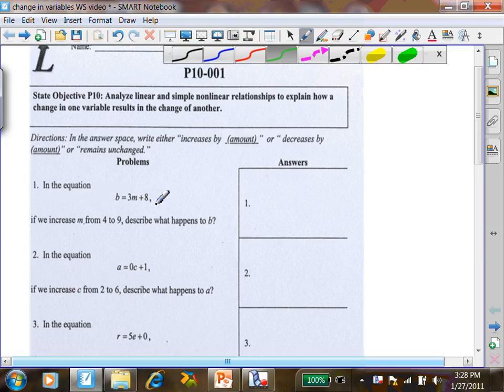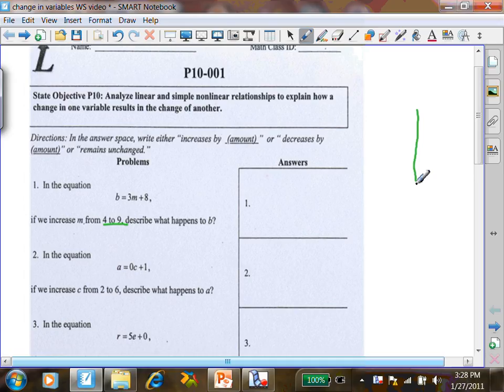So let's take number one. It says in the equation b equals 3m plus 8, if we increase m from 4 to 9, describe what happens to b. So the first thing is, if you remember all of our linear functions, they all kind of looked pretty similar to this. The only difference was we had a y here and an x here. So over here, what you're going to need to do is let's make ourselves a little t-table. And we have our m and b.